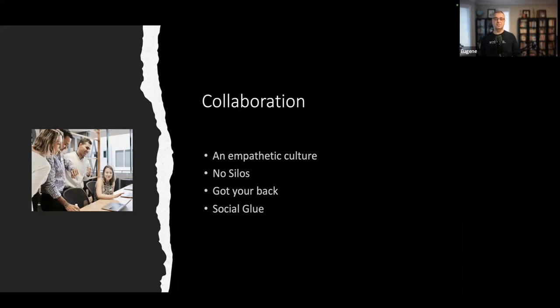And the last thing is social glue, right? So this is about, does the team spend any time together outside of straight office environment? That can be team events, that can be going to lunches together, things like that. But basically, do they have any kind of a social life together outside of work?